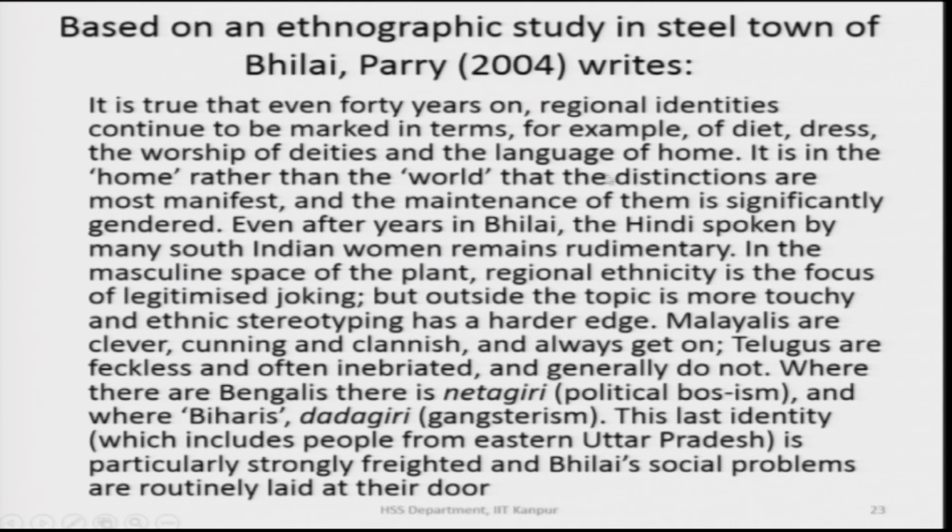I will not read this now due to shortage of time, but this shows how rural, urban, size of population, identities and all these things are related.